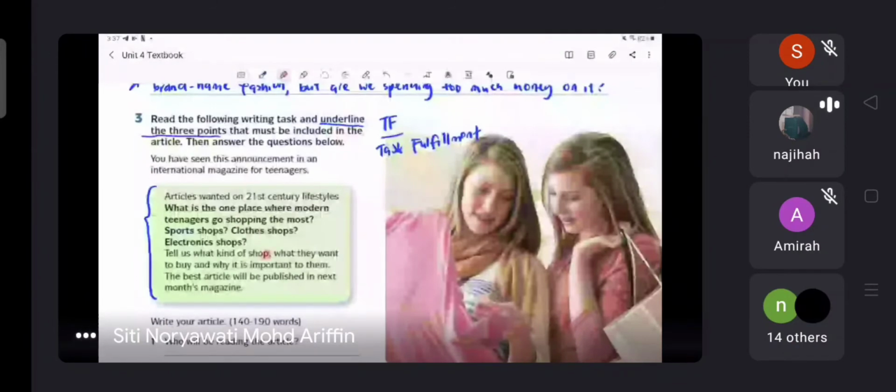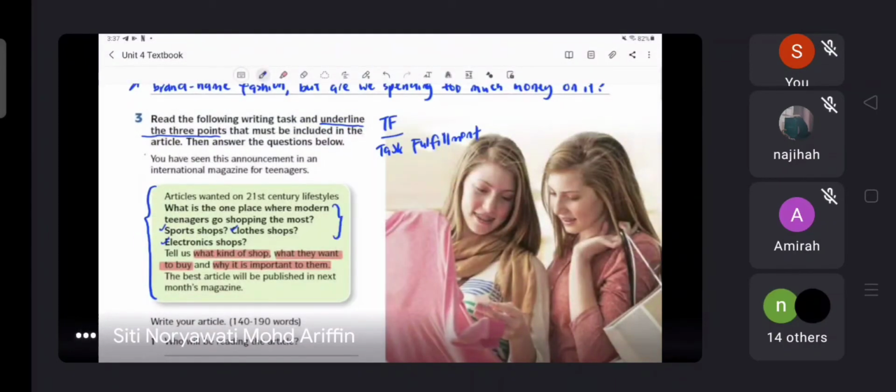Betul. Yes, okay, what kind of shop, what they want to buy, and then what is important to them. Okay, bila what kind of shop, you have to choose between these 3. Sport shops ke, clothes shop ke, electronic shops. Okay, sebab ni soalan dia, ini case situation lah.